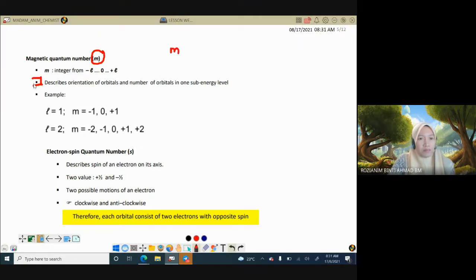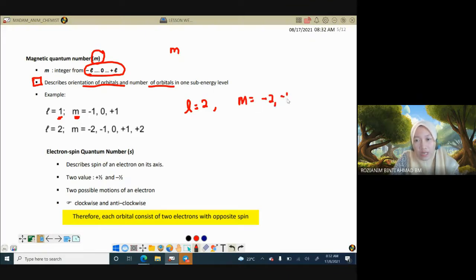This part is the most important. It's used to describe the orientation and the number of the orbital in space. So maksudnya orientation tersebut mengikut orientation X, Y and Z. So tetapi the value of M is follow value of L. So the value must be negative integer and positive integer. So means if L kita adalah 2, so the value of M should be negative 2, negative 1, 0, positive 1, positive 2. So therefore, we have a 5 number in orientation.